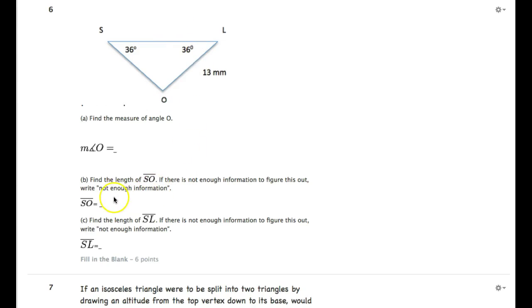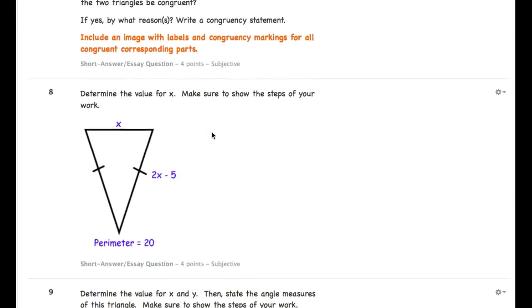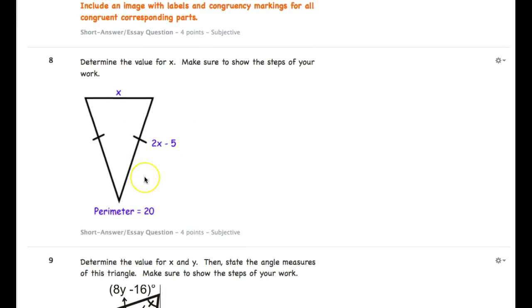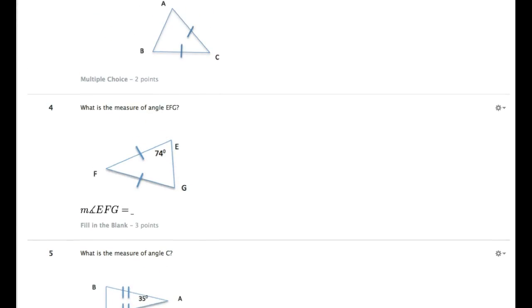So you can either write in the length of the missing side, or you can write not enough information if you think there's not enough information to find that side. So the first one wants you to find SO, the next one wants you to find SL here. And then a few with missing variables that you have to find. So that's the first practice.